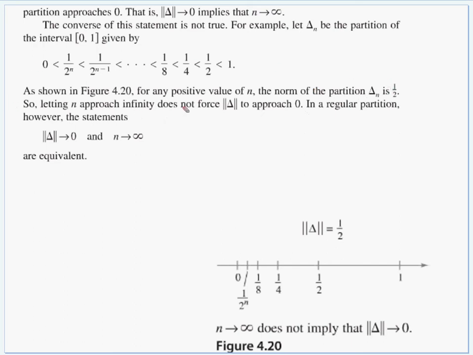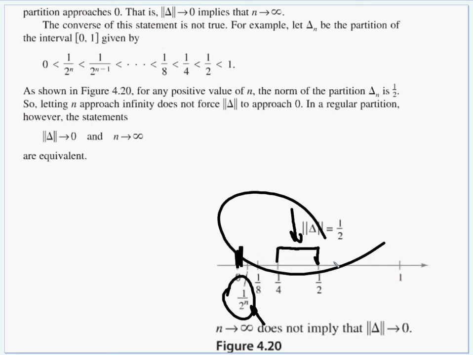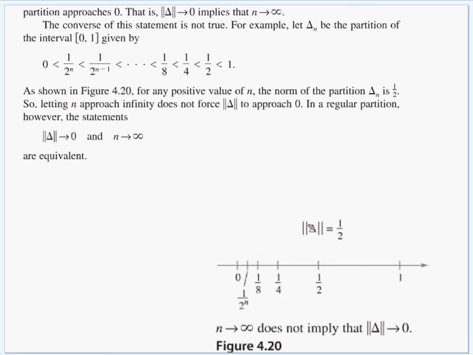So letting n approach infinity does not force the norm to approach 0. Here, if we let this n get infinitely big, we're going to get very, very small fractions in here. But our norm, our biggest base, is still here, from 1/4 to 1/2. That is not being squeezed to 0 as we let n go to infinity. So the converse is not true. Just because n goes to infinity, we are not forcing the norm to approach 0.